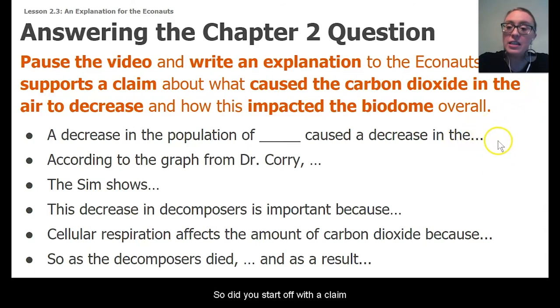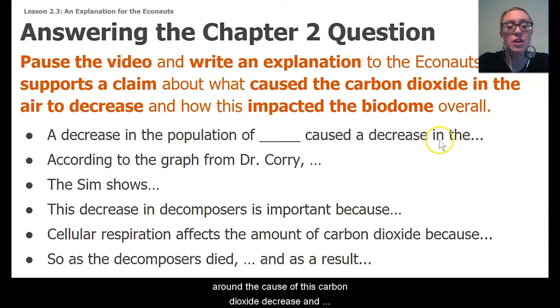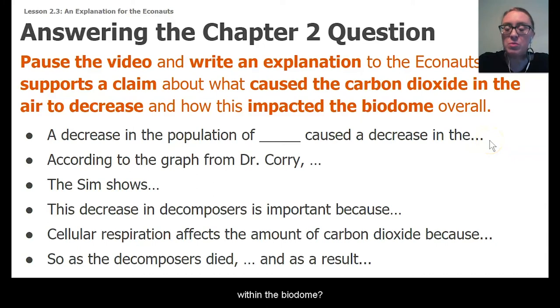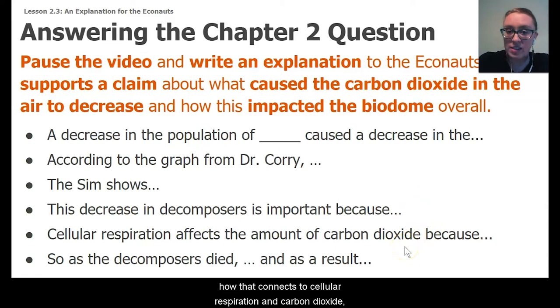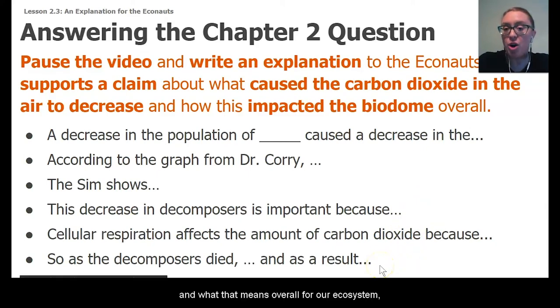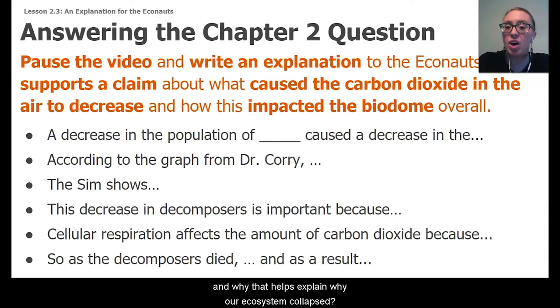So did you start off with a claim around the cause of this carbon dioxide decrease and how that connects to a population of organisms within the biodome? Next, did you include evidence in your explanation from both that graph of Dr. Corey's as well as our SIM investigation? And then lastly, have you clearly explained why this decrease in decomposers is important, how that connects to cellular respiration and carbon dioxide, and what that means overall for our ecosystem, and how that helps explain why our ecosystem collapsed? Again, if you're missing one of these pieces in your explanation, pause the video and go back and revise your work.